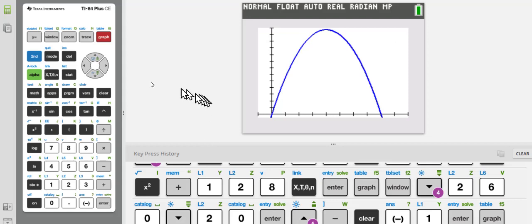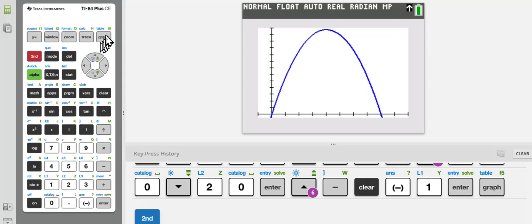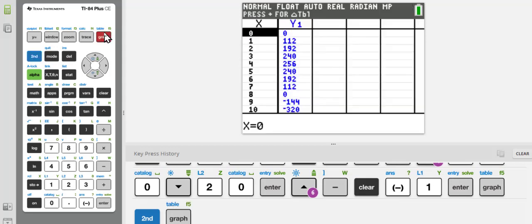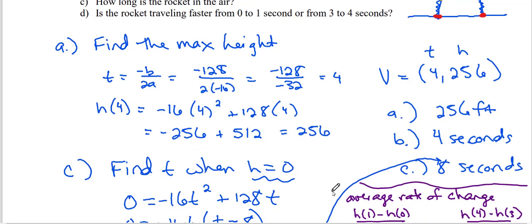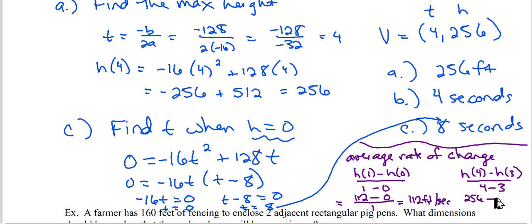I kind of wanted to show you how you can do this on the calculator. The table feature is pretty nice if you do second and table. See how here we have the x's 0, 1, 2, 3, and so on. The y value in the second column there tells us when x is 3, what is y? So in this case, when t is 3, what is h? And the answer is 240. So let's put that in. That's my h of 3.